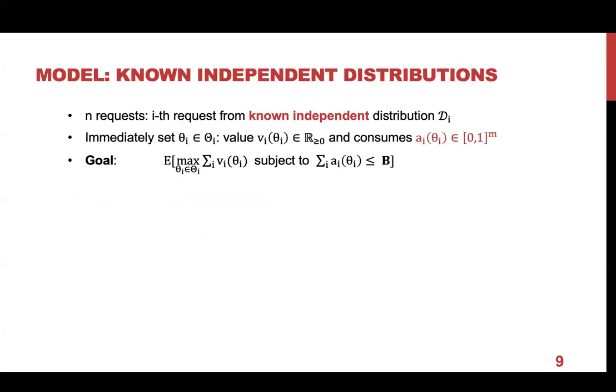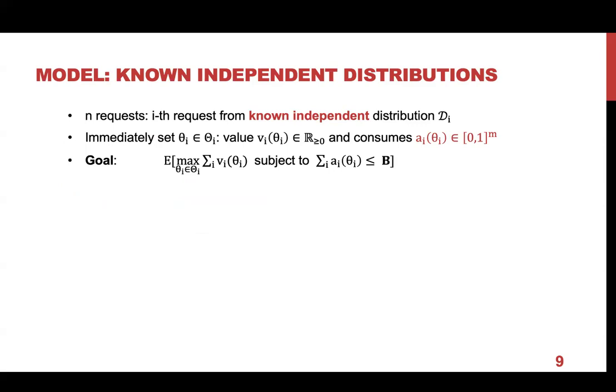Okay, so let me formalize again now the model. So the model here is you have n requests. The ith request is going to come from some known independent distribution Di. So the distribution is known to you.